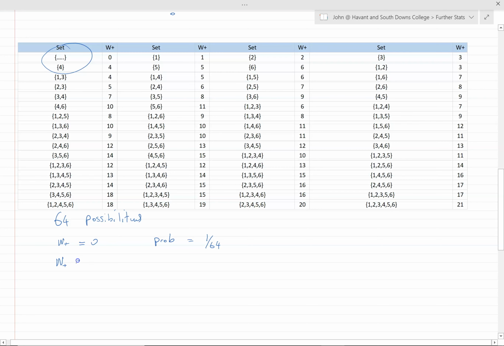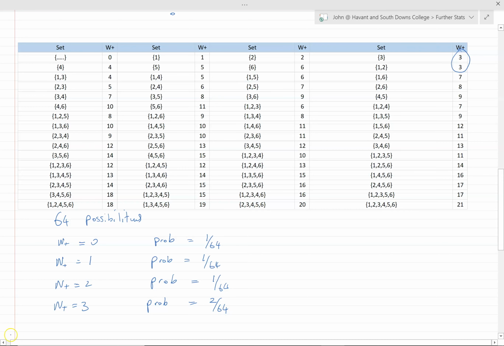The probability of W plus being equal to 1, there's only one way of getting that, which would also have probability of 1 over 64. Similarly, the probability of W plus being equal to 2 would again be 1 over 64, because there's only one way of getting 2. The probability of W plus being equal to 3 has actually 2 ways of getting it, so that would be 2 out of 64.